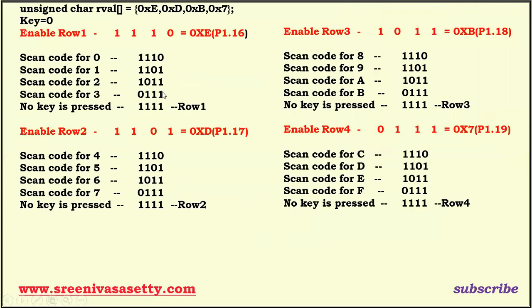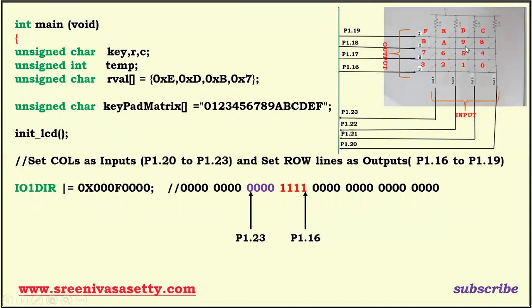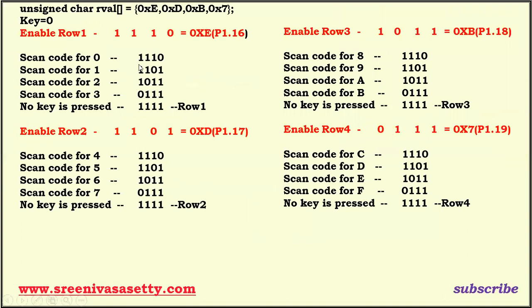Therefore, the scan code for 1, 5, 9, D is the same. The scan code for 2, 6, A is the same. The scan code for 3, 7, B, F remains the same. As you can see in this table, that is the scan code for 0, 4, 8, C, same thing. The scan code for 3, 7, B and F remains the same. Therefore, this 0 indicates key 0 is pressed. This indicates key number 1 is pressed. This indicates key number 2 is pressed. This indicates key number 3, the switch number 3, is pressed.